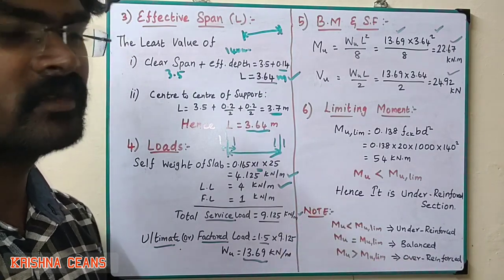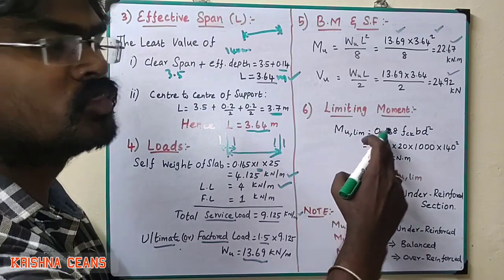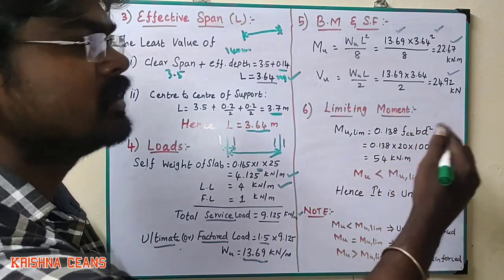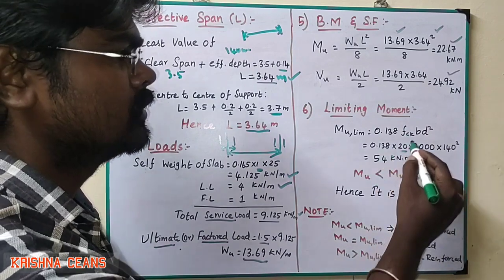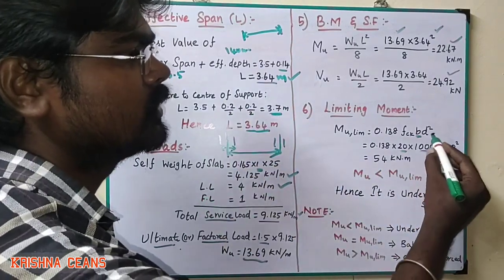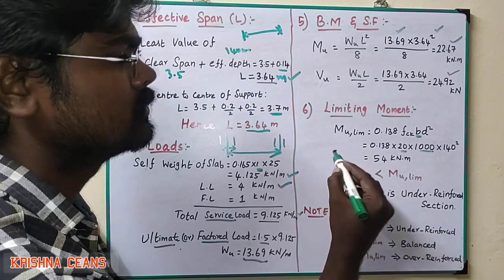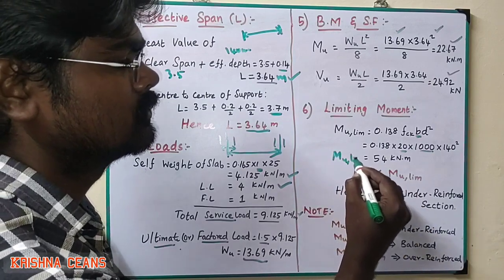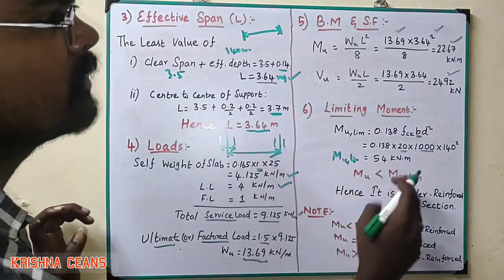So now we will check the limiting moment. The formula is Mu limit equal to 0.138 fck b d square. So 0.138 into fck is 20, b is, we always design for 1 meter, so 1000, and d is effective depth 140 square. So Mu limit is 54 kilonewton meter.